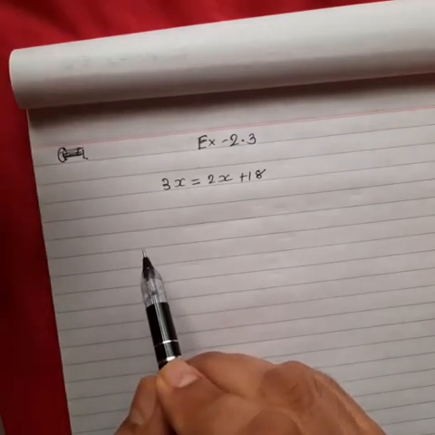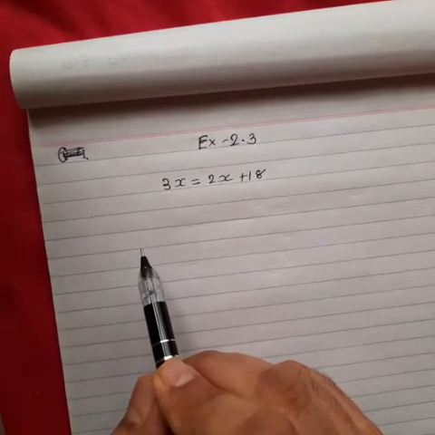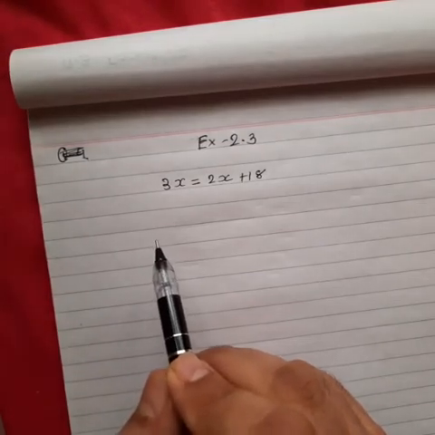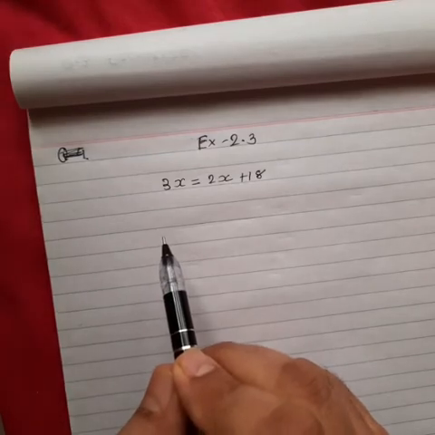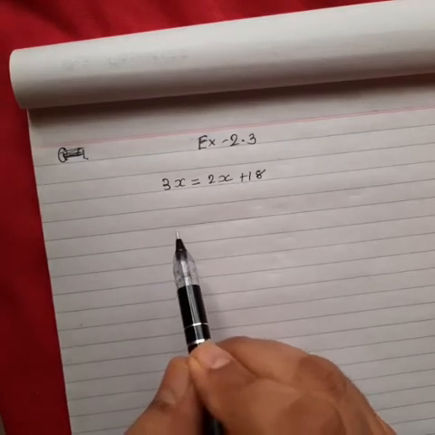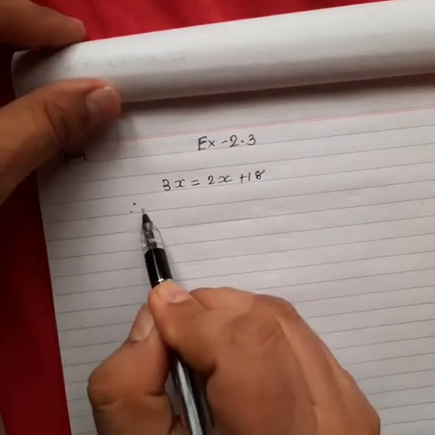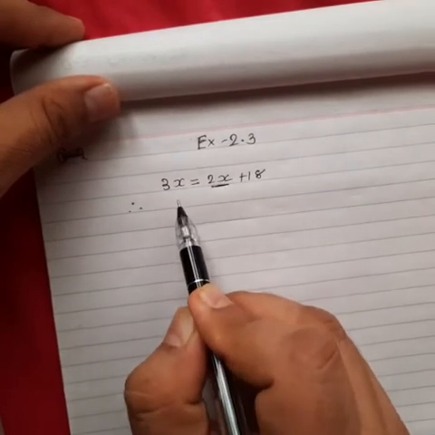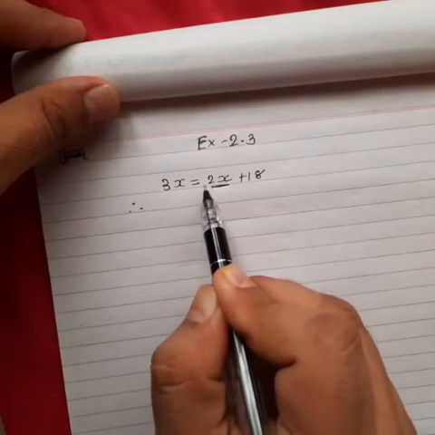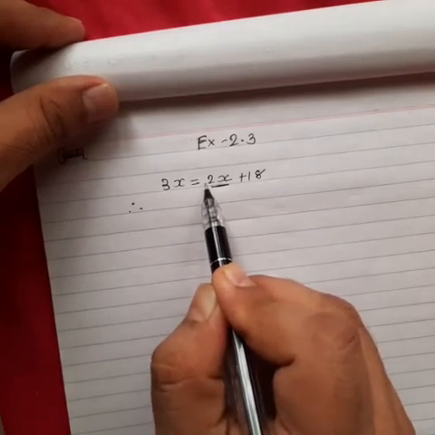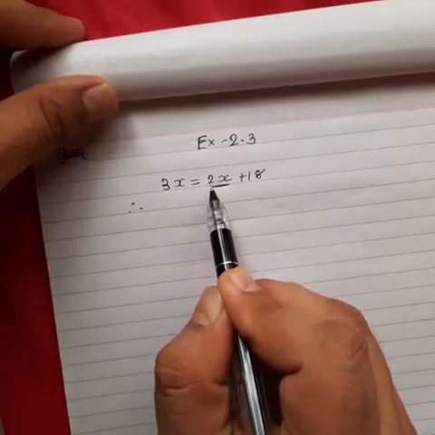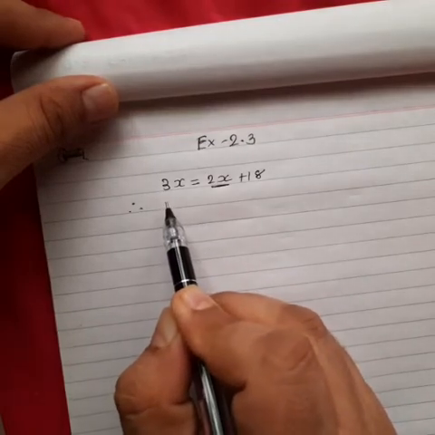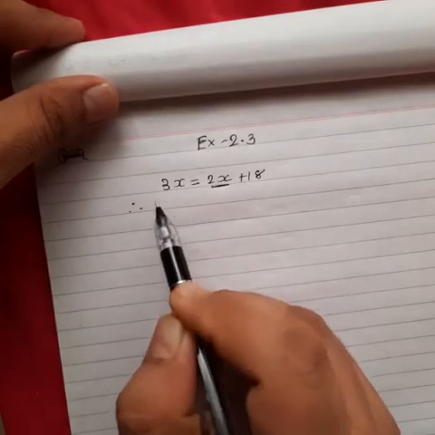unknowns to one side. And as you know, whatever the rule that you have to follow, when you shift a term from one side to another side, its sign will change. So here I shift 2x to the left hand side. There is no sign in front of 2x, so we consider it plus. And when it's shifted to another side, it will be minus.